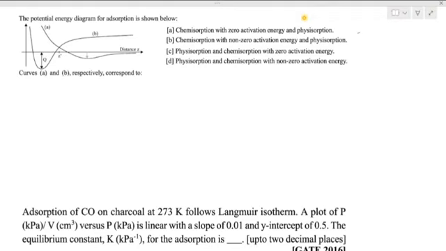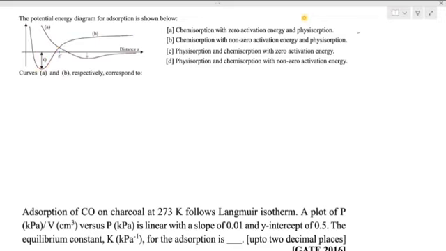Okay, if you look at curve A, this is potential energy and along X you have the reaction coordinate, that's all. The energy decreases very slightly. But in curve B, you can see the potential energy decreases to a huge value and then gets stabilized.